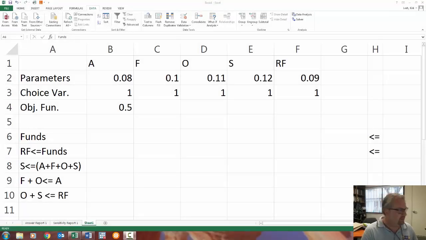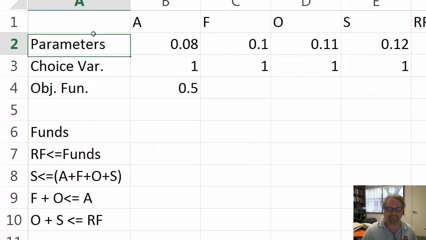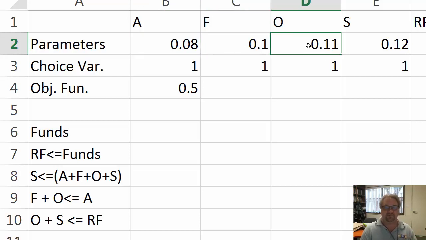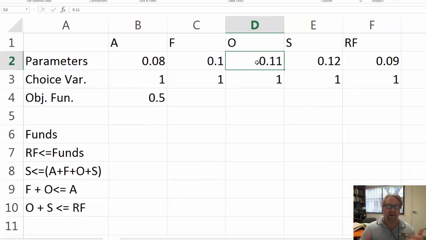All right, in this video, I'm going to solve problem 3 in chapter 4. I have everything, I've got my shell set up. In this problem, we have auto loans, furniture loans, other, signature, and then the risk-free securities, right? The bank has to determine how much of its $2 million should be invested in these various securities. And of course, the parameters: I get 8% on my auto loans, 10% furniture, 11% other, so on and so forth. That would be my parameters.